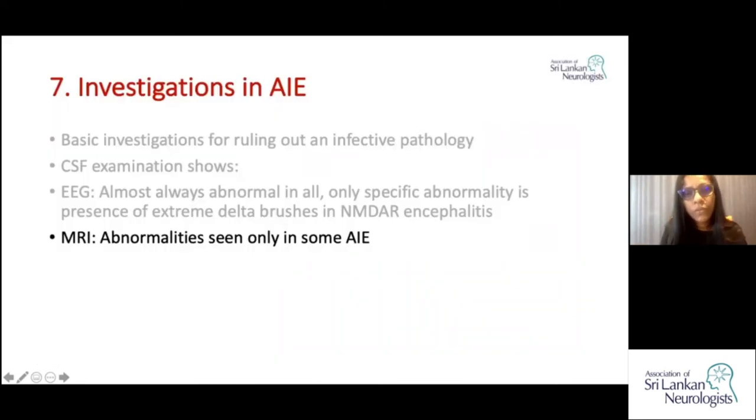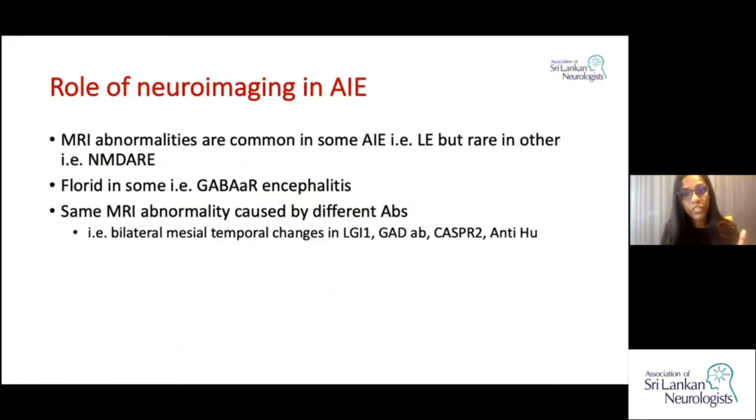So let's look at the role of imaging. Well, the usefulness of imaging is variable. It depends on the type of autoimmune encephalitis. In some, you have florid changes. In some, you don't have changes. So the percentage of abnormalities depends on the clinical condition. In limbic encephalitis, you would see these classical MRI changes, whereas in NMDAR encephalitis, it's very subtle and you may see changes only in about 30%. You see florid changes in GABA-A receptor encephalitis. And also interestingly, the same MRI abnormality can be caused by different antibodies.